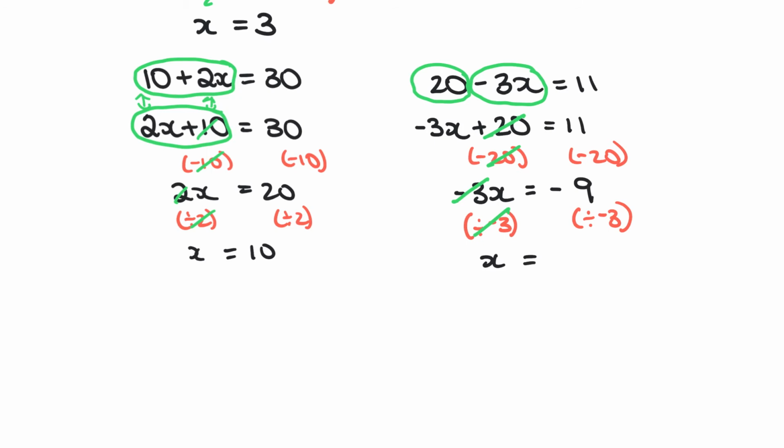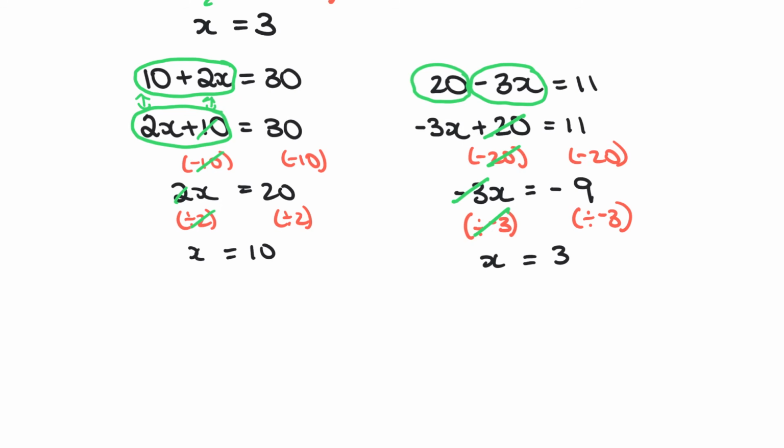And a negative 9 divided by a negative 3. Well, a negative divided by negative is positive. 9 divided by 3 is 3. So our answer is that x equals 3. So we've got two examples there where the equations start out looking a bit different. If that is the case, you can just move the number and the variable and swap them places.